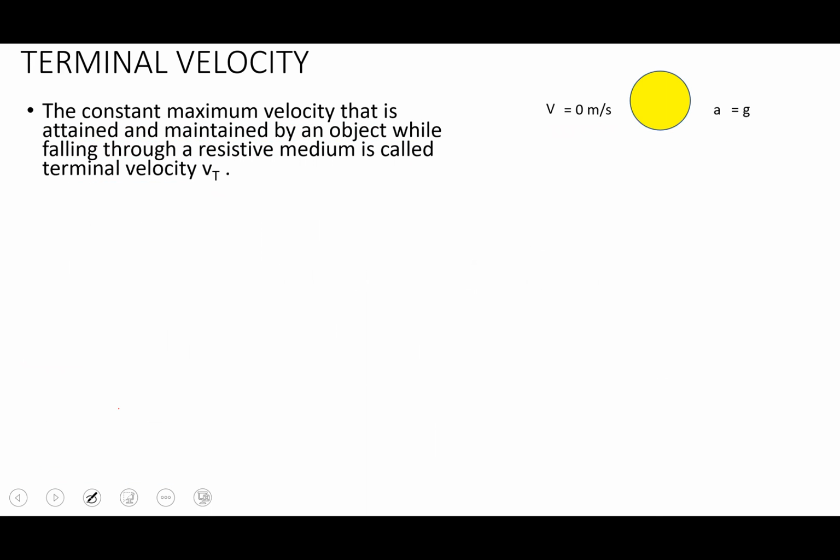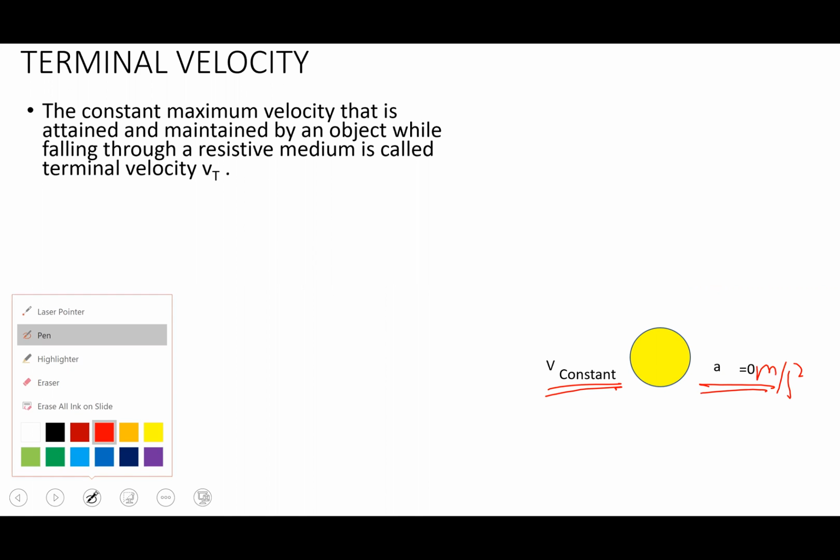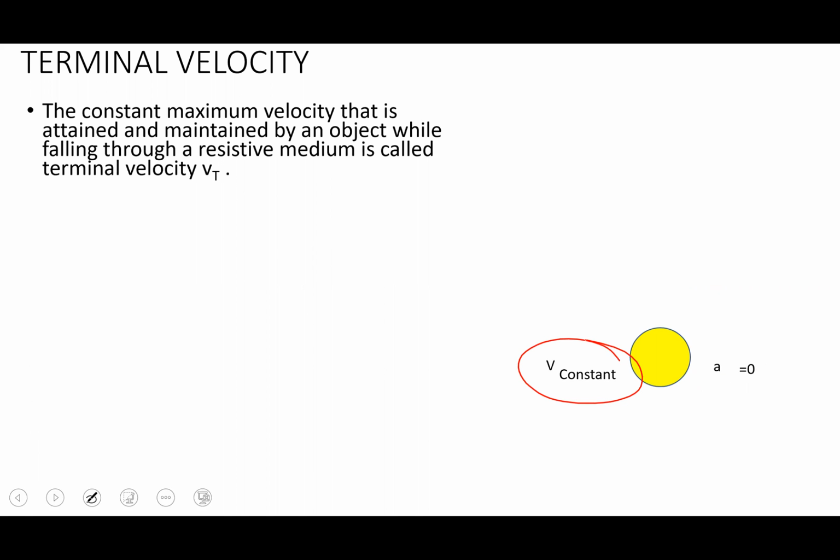Now, as the body falls down, after some time we'll see that the velocity has become constant, and as the velocity becomes constant the acceleration will be equal to 0 meters per second squared. In this situation, this constant velocity is known as Vt, or terminal velocity. At this velocity the upward force, which is the drag force, 6 pi eta r Vt, is equal to the weight of that body, Fg equals W equals mg.